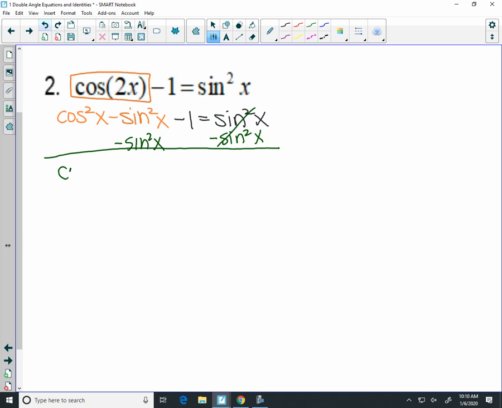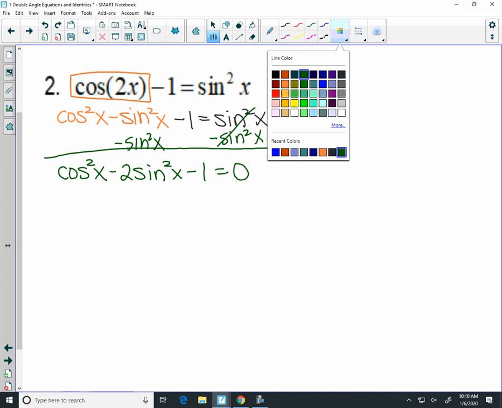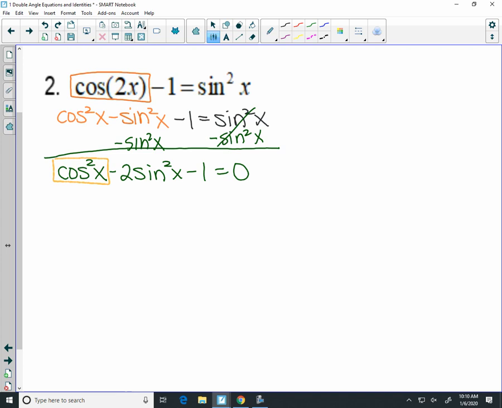So that gives me cosine squared. I have a negative sine squared and another one, so that's minus 2 sine squared. And now I have cosine squares and sine squares, and I'd rather just have one that I'm working with. Since this guy is on its own and positive, I'm going to take cosine squared and make it into 1 minus sine squared.